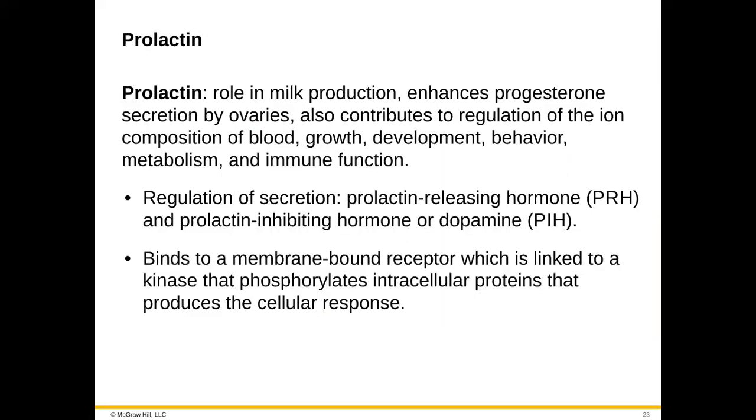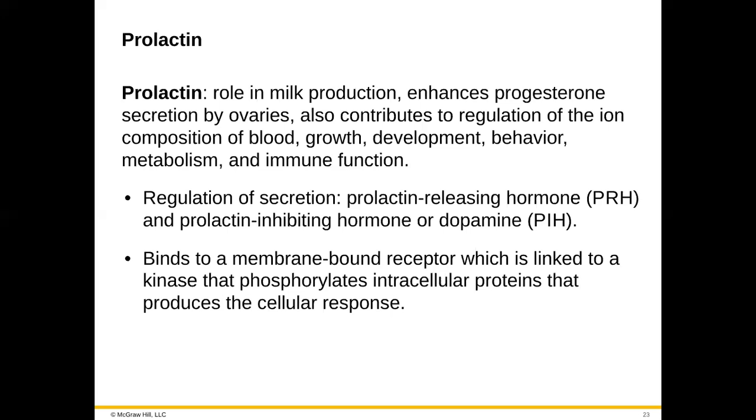So prolactin. Prolactin has a huge role in milk production. It's going to enhance progesterone secretion by the ovaries. It's going to contribute to regulation of the ion composition of blood, development, growth, behavior, metabolism, and immune function. So it's not necessarily just for milk production.